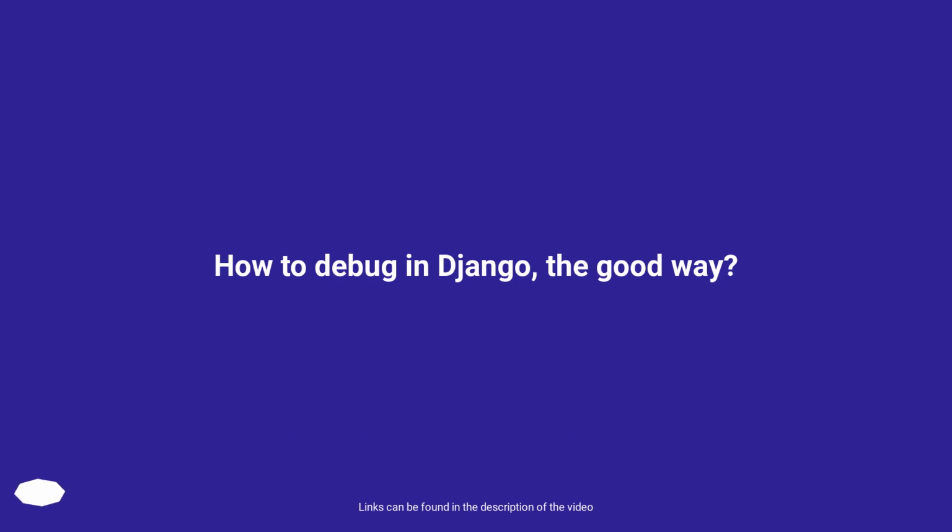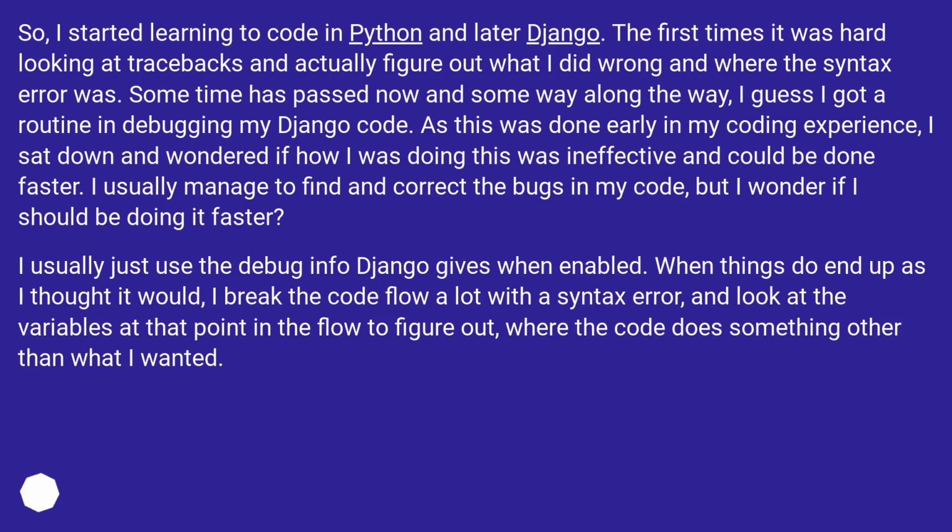How to debug in Django, the good way. So, I started learning to code in Python and later Django. The first times it was hard looking at tracebacks and actually figuring out what I did wrong and where the syntax error was. Some time has passed now, and somewhere along the way, I guess I got a routine in debugging my Django code.